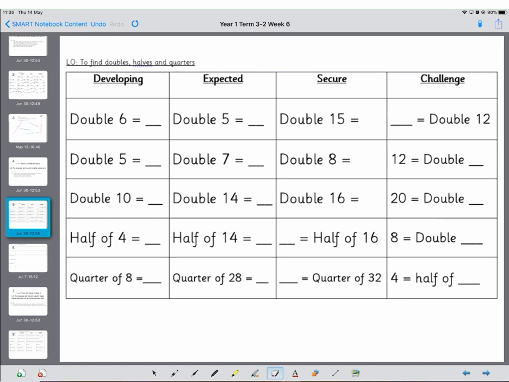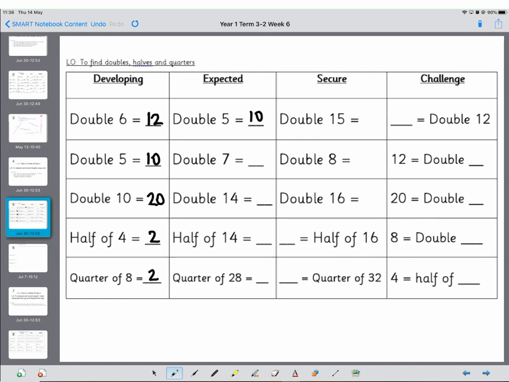So, double 6 is 6 plus 6, so that is 12. Double 5, 5 plus 5, 10. Double 10, I'd use a 10 bar and add another 10 bar, so that's 20. Half of 4, dividing 4 into two sections, is 2. Quarter of 8 is 8 into 4 sections, which is also 2. Now, double 5 you've already got is 10.